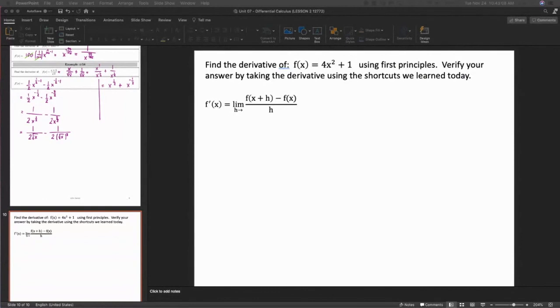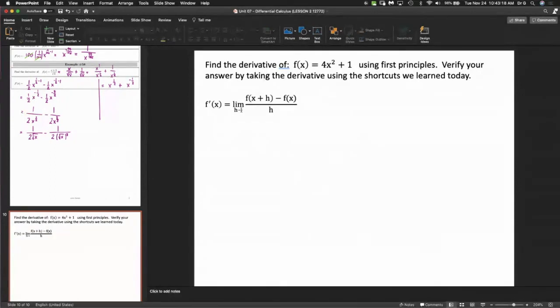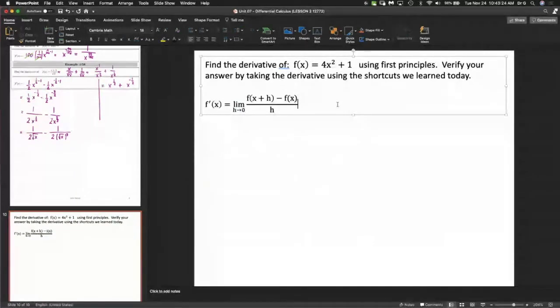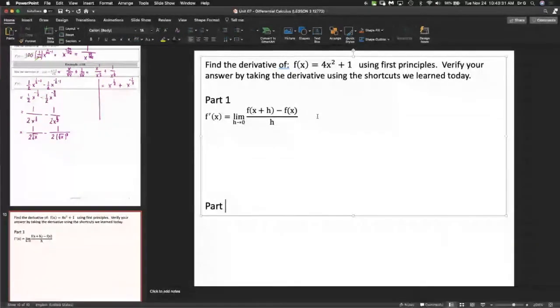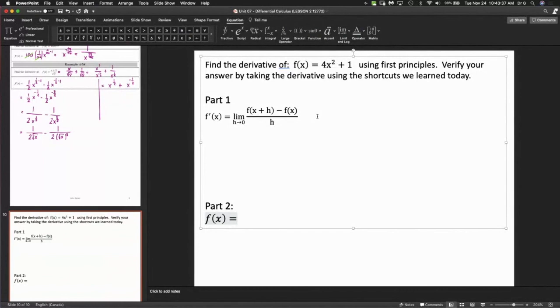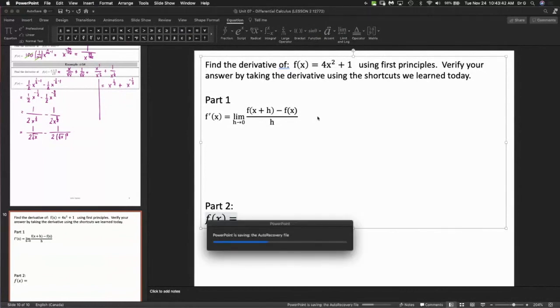You're welcome. Yeah, the answer should be 8x, but that would be the cheap way, right? Like using the shortcut. So this is like part one here, right? And then part 2 is what you were saying there. The last, yeah, the shortcut kicks butt.